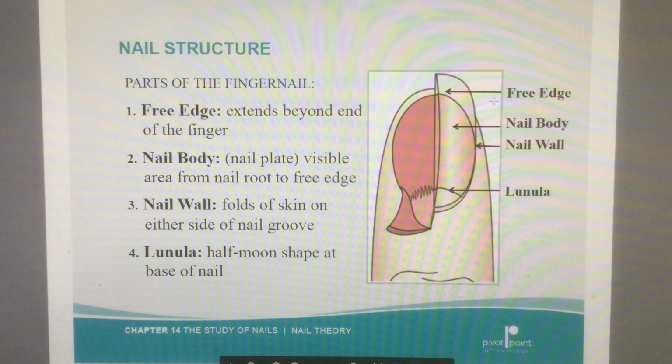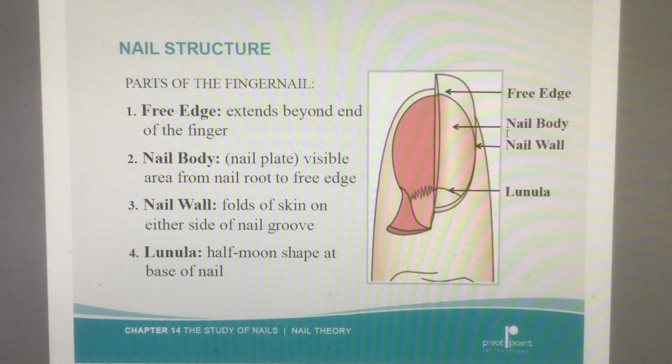As we look at it, the free edge extends beyond the end of the finger. This is the portion you have when you have long nails, because it's extending above and beyond the end of the fingertip, okay? Then we have the nail body, which is also known as the plate itself. It's the visible area from nail root to the free edge.